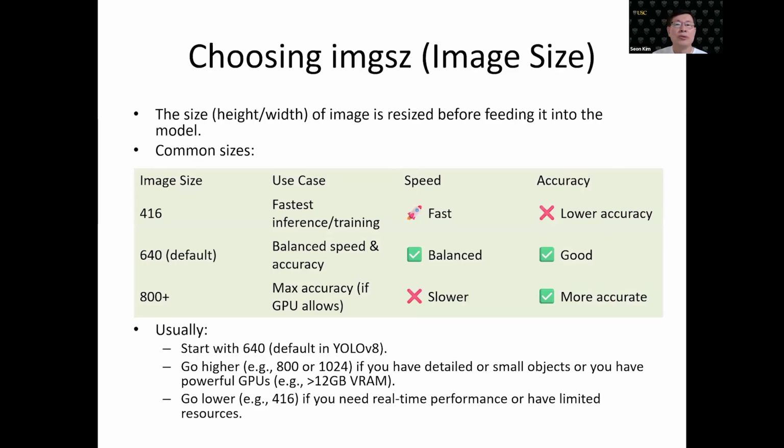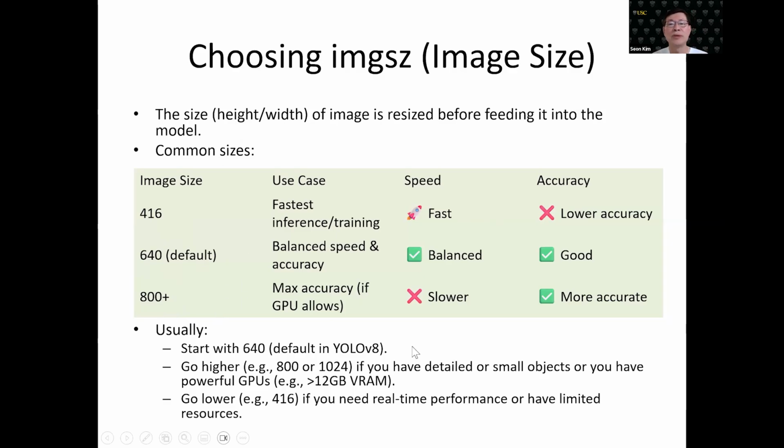And then about choosing the image size. The size of image means when you provide some image, the base model just resizes it and takes it as an input. Even though you provide really high definition images, the base model YOLO is going to reduce the resolution based on the image size you are providing. So there are common sizes like 416 and 640 and greater than 800, 1024, something like that.